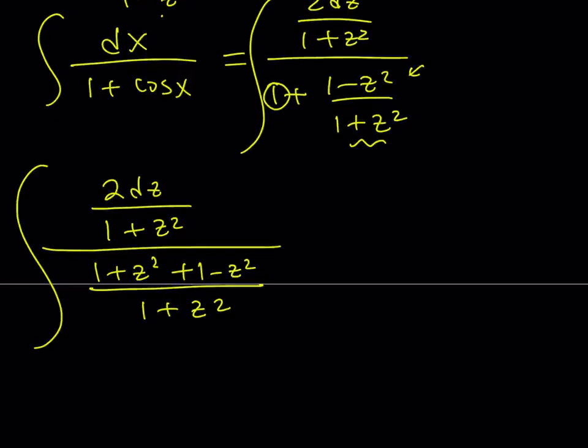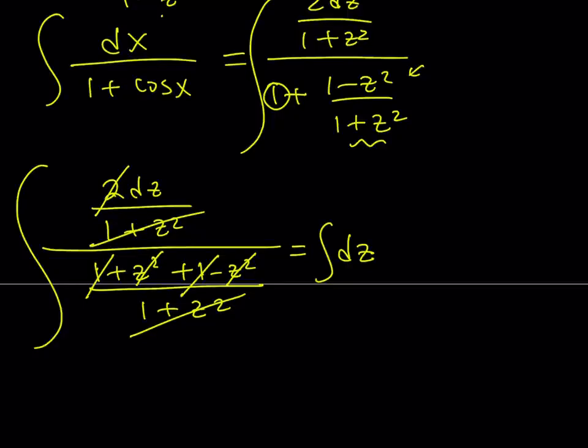Okay, so first of all, notice that 1 plus z squared and 1 plus z squared is going to cancel out. That's cool, right? But not only that, we're going to get much more than this. Notice that z squared minus z squared also cancels out, and 1 plus 1 is equal to 2. 2 divided by 2 is equal to 1. So all of these are going to cancel out as well. See how that kind of collapses? And we end up with what? dz.